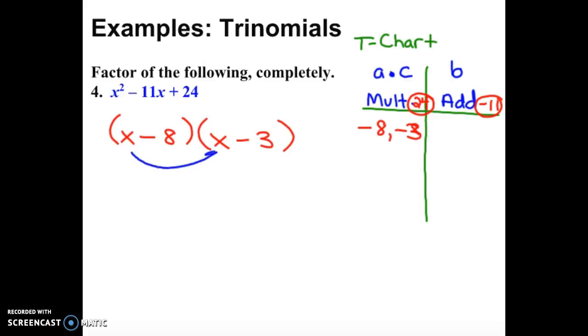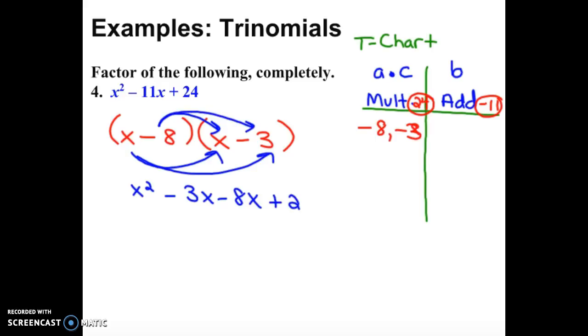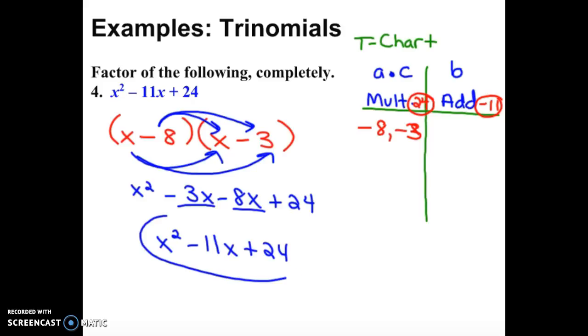Okay, if I multiply this out and distribute, okay, I'm foiling. I get x squared. X times negative 3 is negative 3x. Negative 8 times x is negative 8x. And negative 8 times negative 3 is positive 24. When you combine like terms which are in the middle, you can see you actually get negative 11x's in the middle, okay, plus 24 at the end. So this problem ends up equaling the problem you started with.